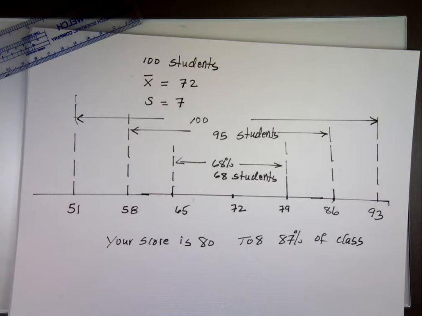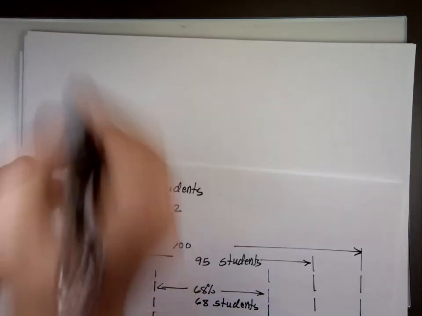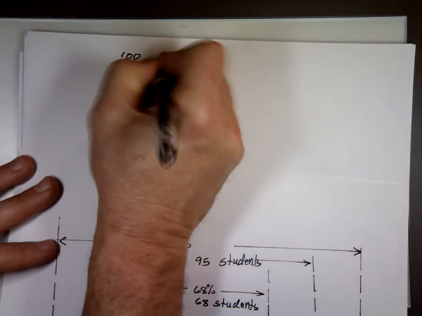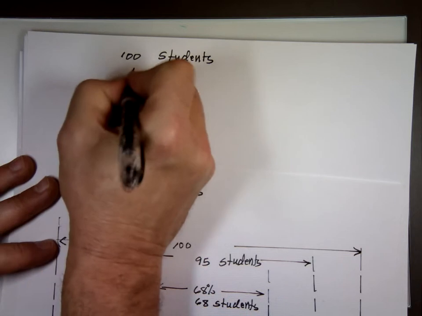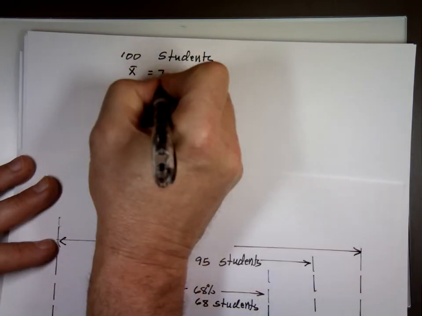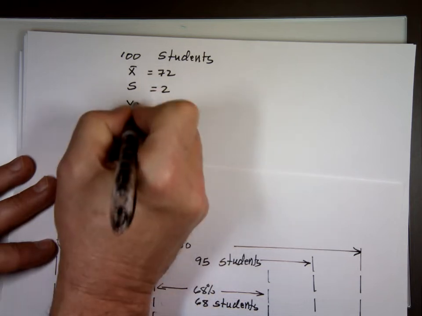On the other hand, let's say your score was still an 80, same class, 100 students. X bar is 72, same as before. S, the standard deviation, is 2, and your score is 80.